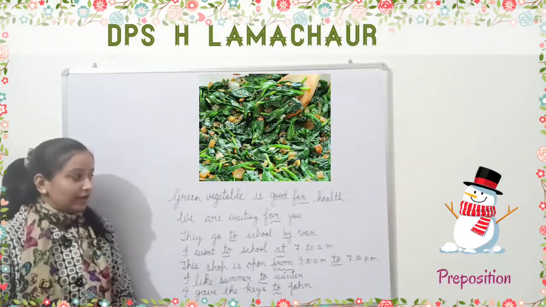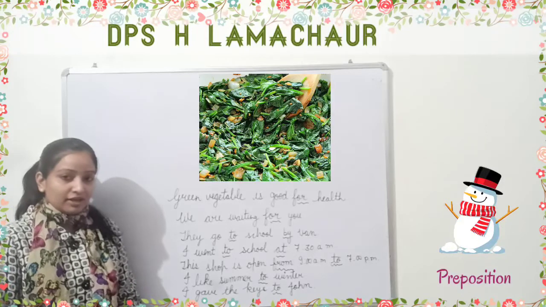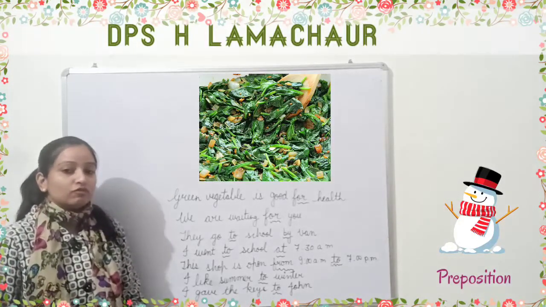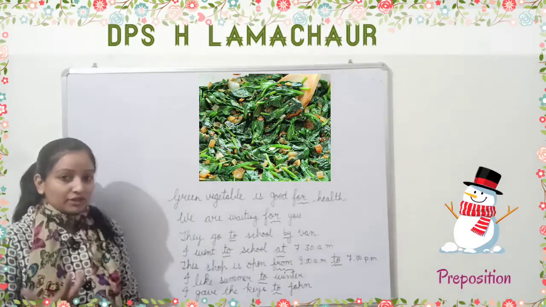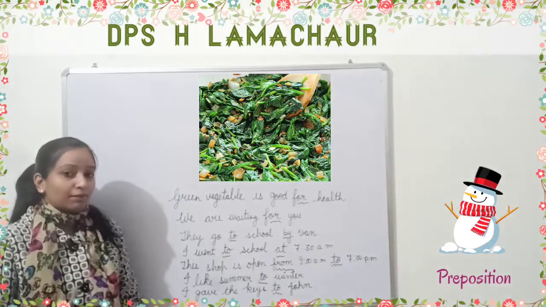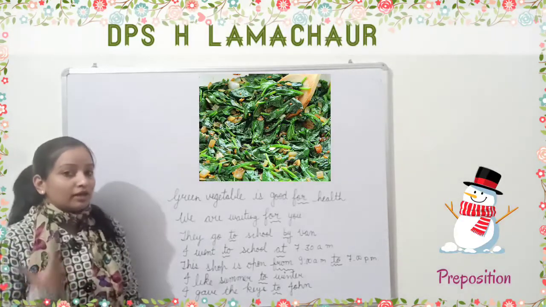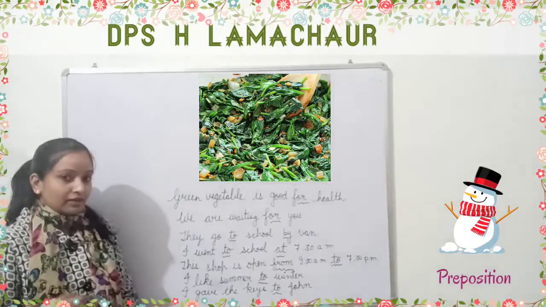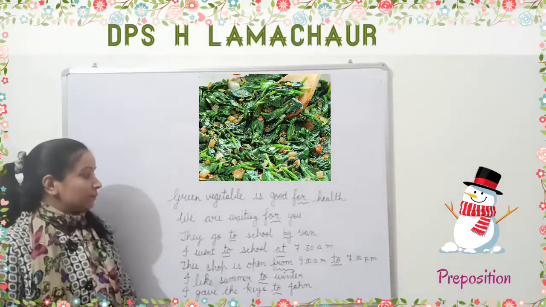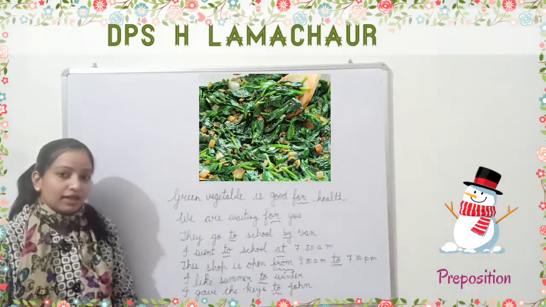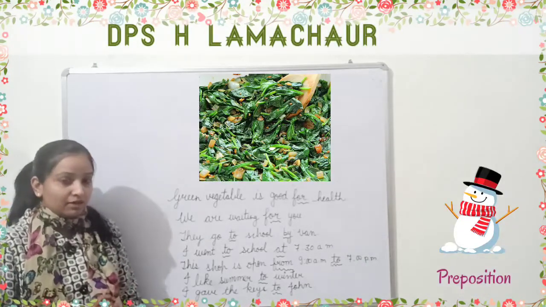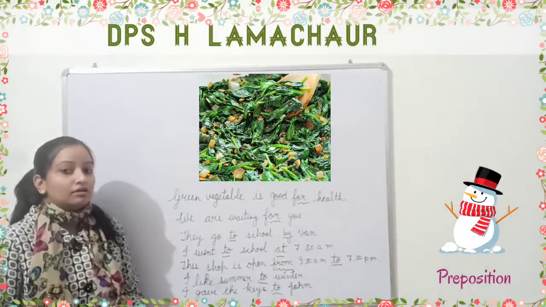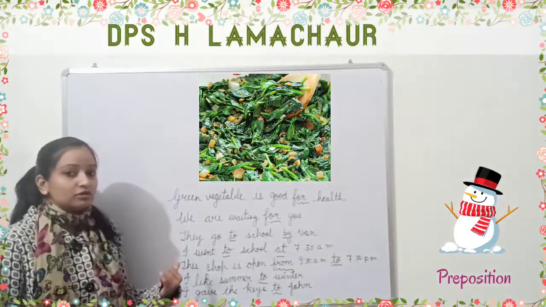Green vegetable is good for health. Here the preposition is for. We have already discussed that we use for to show the duration, when we are not sure about the specific date when it started. There is one more use of for, that is, green vegetable is good for health. Here it means the function or the purpose. To show the function, the reason, the purpose, we use for.